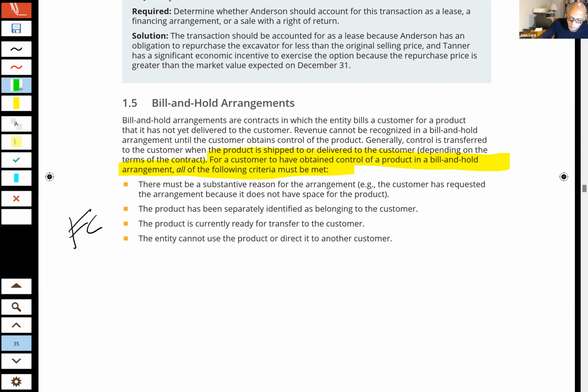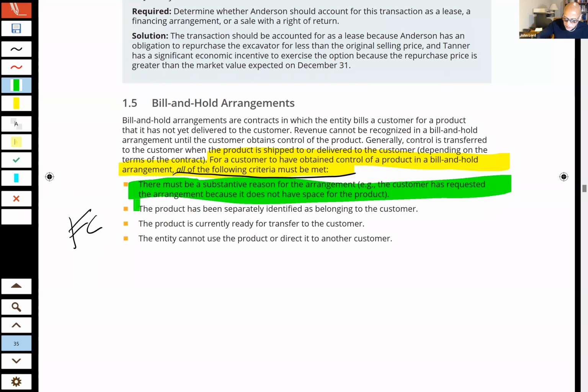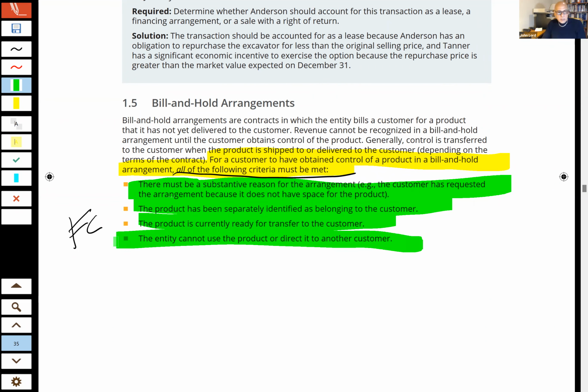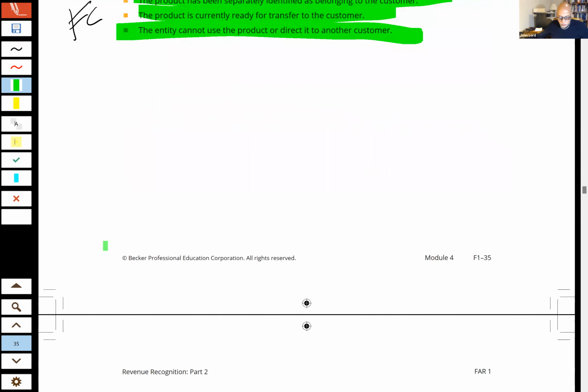Now we have to meet all of these criteria, which I want you to flashcard. There must be a substantive reason for the arrangement. The customer requested it. The product has been separately identified as belonging to the customer. It's ready for transfer, and I can't sell it to somebody else. If somebody else comes in and says, oh, that's beautiful, I want this thing, no, sorry, I'd have to put sold on that. Okay, so we'll wait on that question. There's a question in the class questions that deals with that. Let's continue on with the outline here, though.